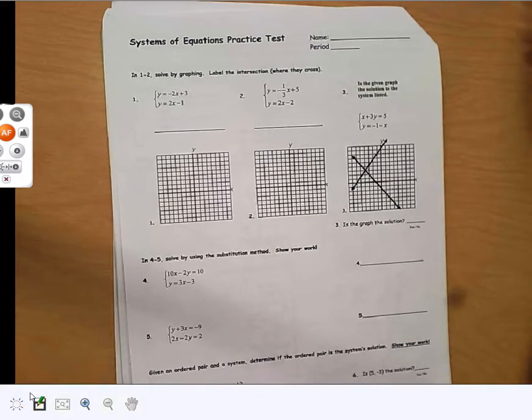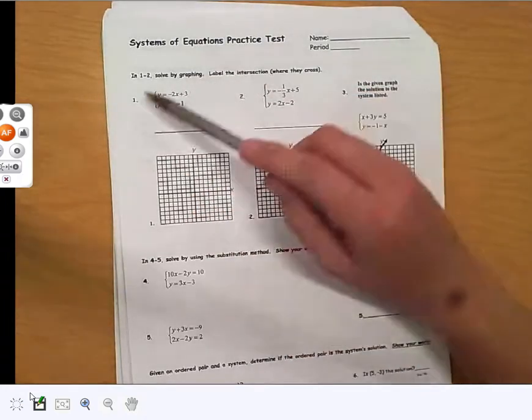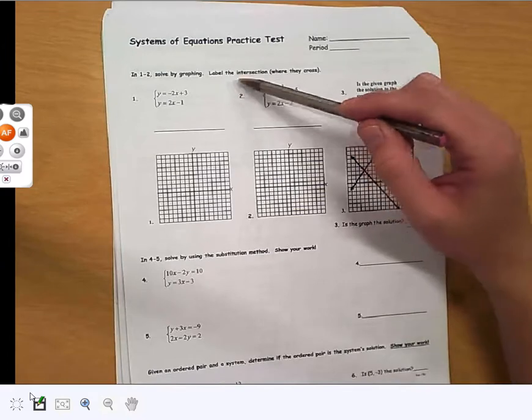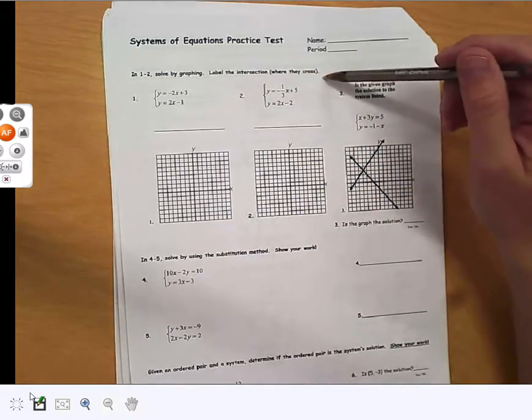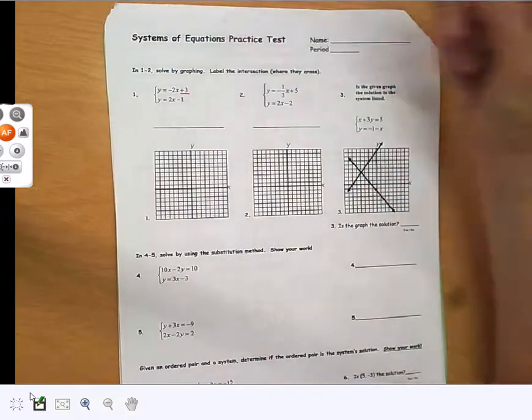Today, I am going to go over the practice test. The first one, it says in 1 and 2, solve by graphing. Label the intersection where they cross. So to graph, I'm going to start at this number.